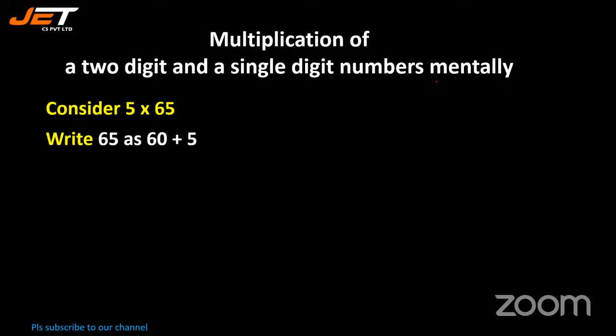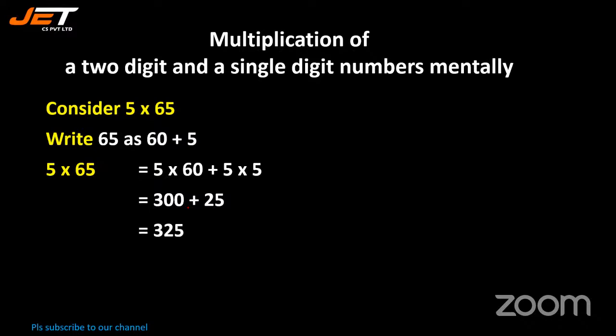So if it's 65, we can write 65 as 60 plus 5, right? So first we will do 5 times 60, then we will do 5 times 5. 5 times 6 is 30, and one zero makes 300. 5 times 5 is 25. 300 plus 25 is 325.